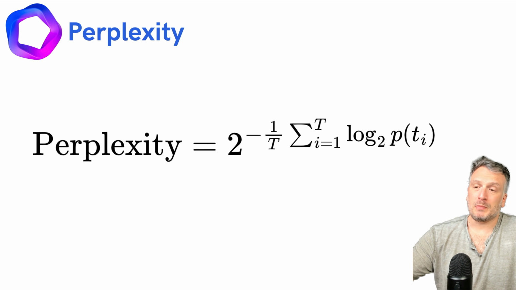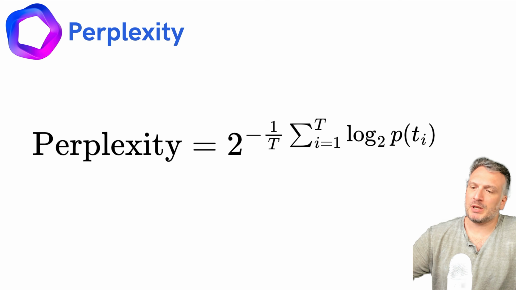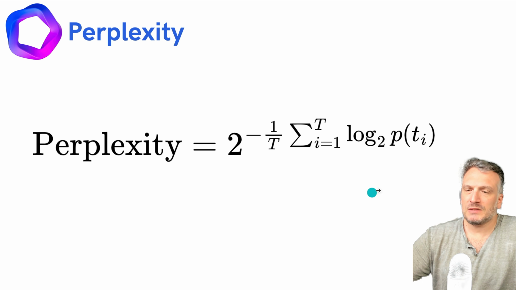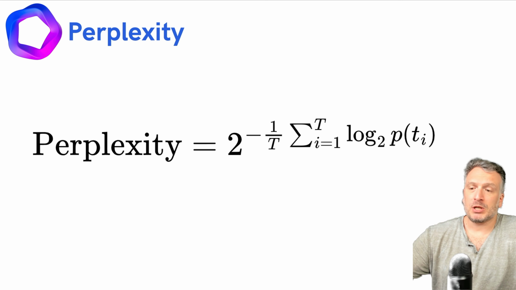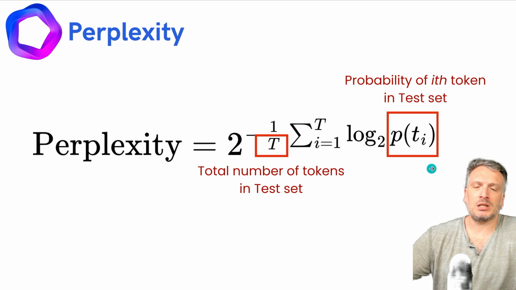Now, let's talk about the perplexity. The perplexity is a typical metric that is used to assess models that are trained for language modeling. It has this interesting formula. So this metric is assessed on a test set, and let's look at the different elements.